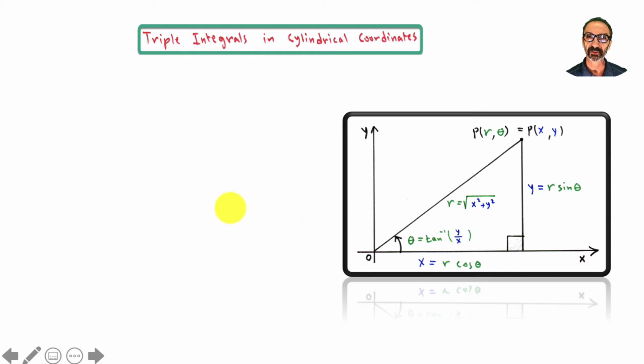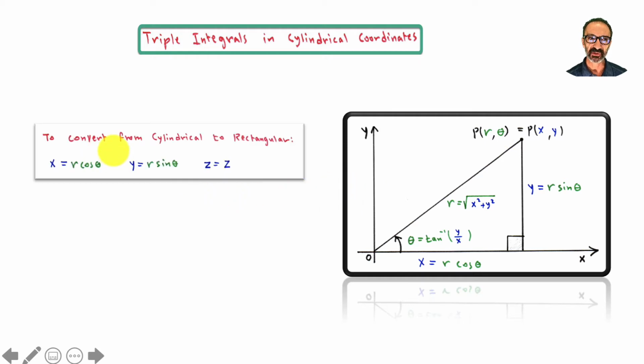Triple integrals in cylindrical coordinates. You can see I have different colors. The x and y are in blue. To switch from x and y to r and theta, the connections are right there. y equals r sine theta from a right triangle, and x will be r cosine theta, which is the adjacent side. r will be the square root of x squared plus y squared, and theta will be tan inverse y over x. Same point: x, y, r, theta.